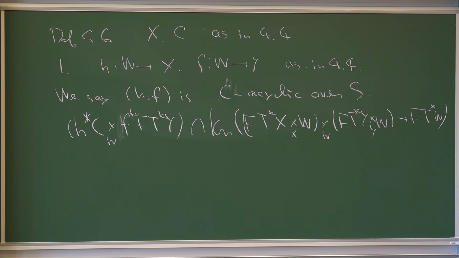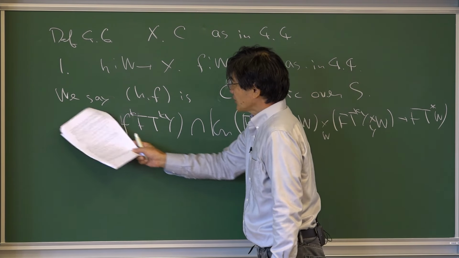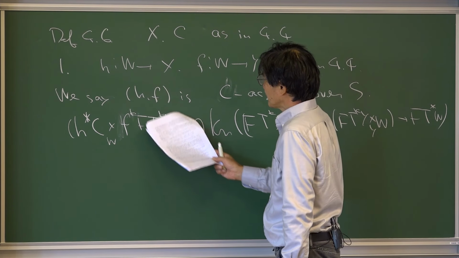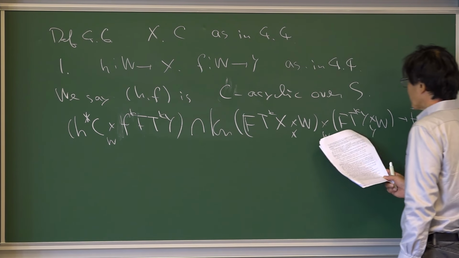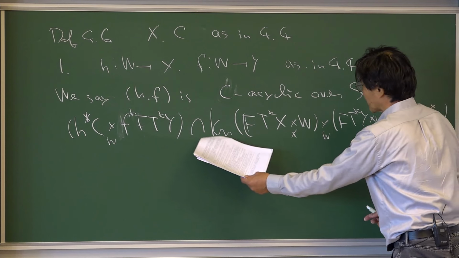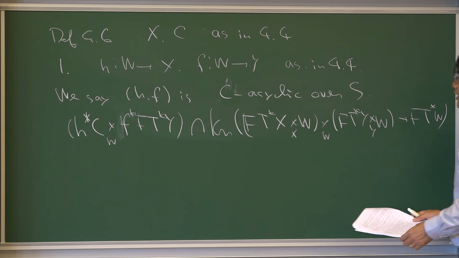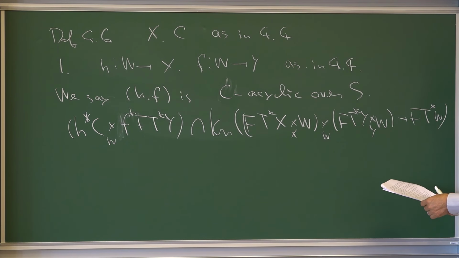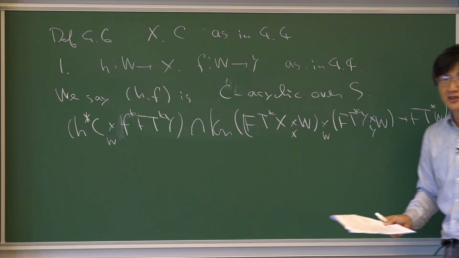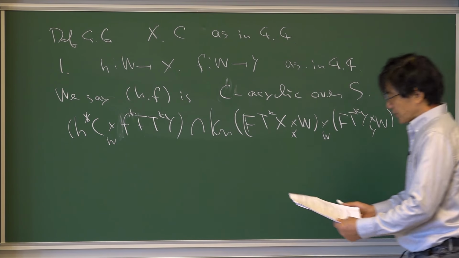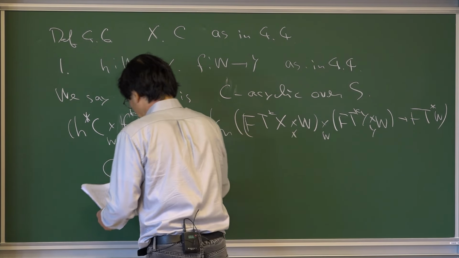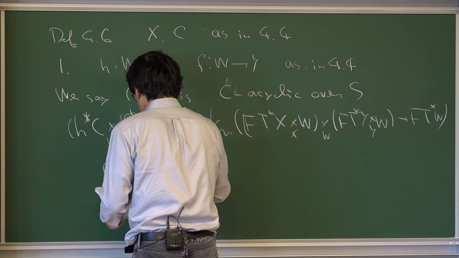So up to here, it's similar to the definition of acyclicity. So on this side, we just take the pullback, and on the second factor, I take the whole thing here, and I consider the intersection with the kernel. So in the geometric case, we just require that this intersection is the kernel of the section. But here, I require this to be a subset of the kernel.